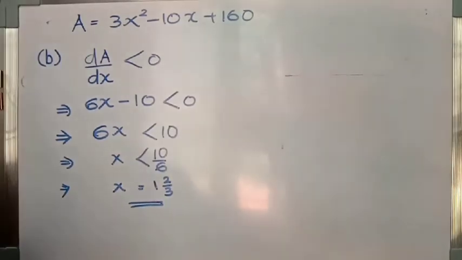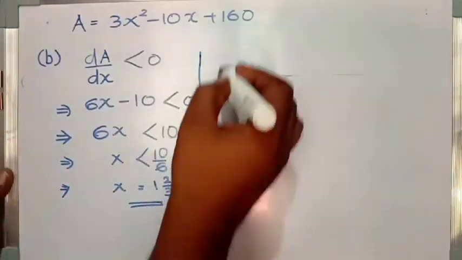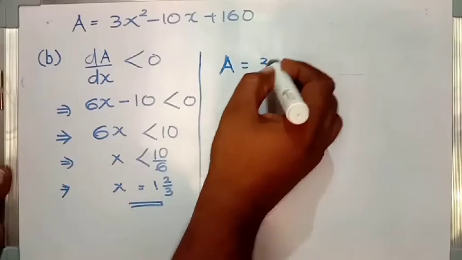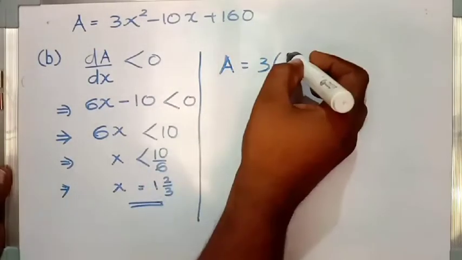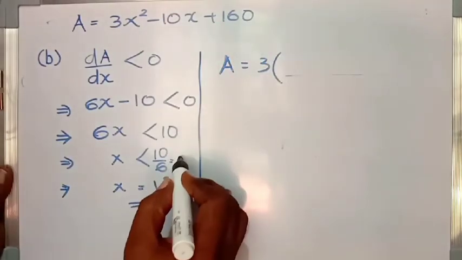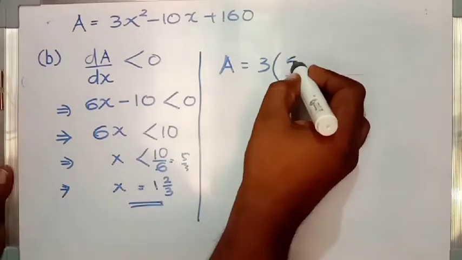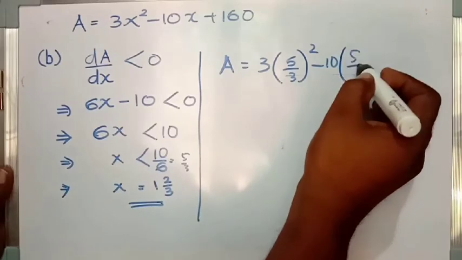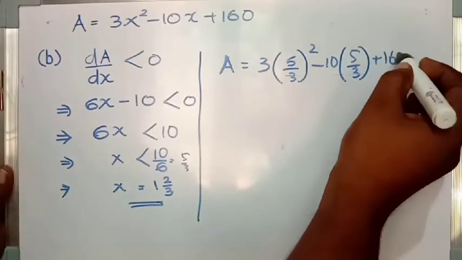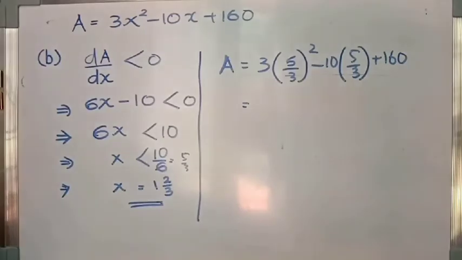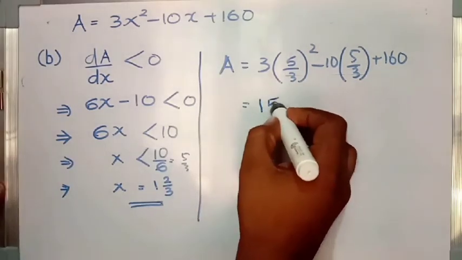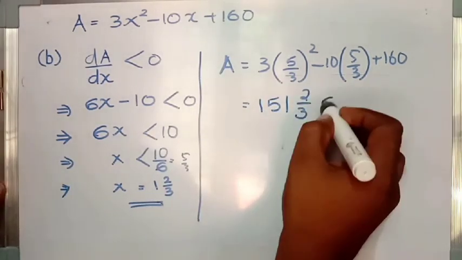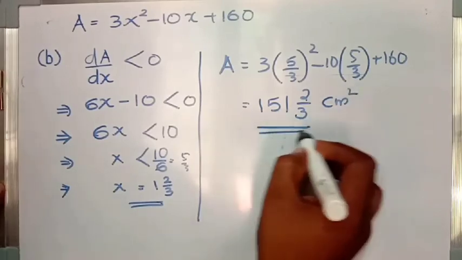So that the magnitude of A will be 3 of 10 by 6. 10 by 6 is same as 5 by 3. 5 by 3 the whole squared minus 10 of 5 by 3 plus 160. Just do this calculation. We get the answer as 151 2 by 3 centimeter square. Okay.